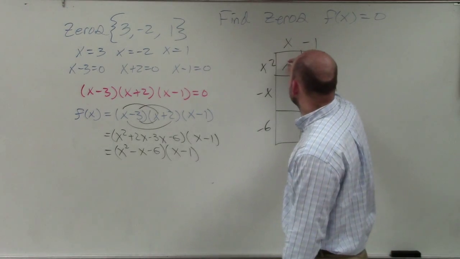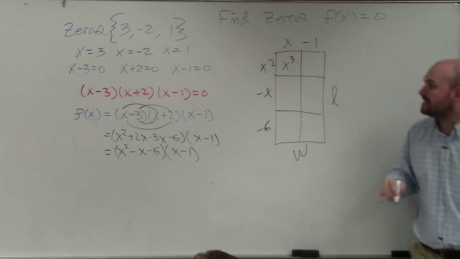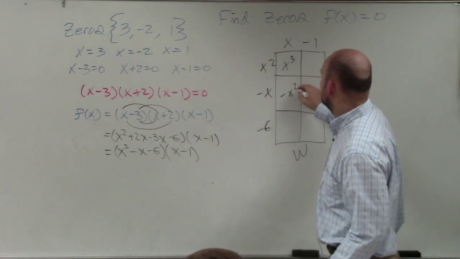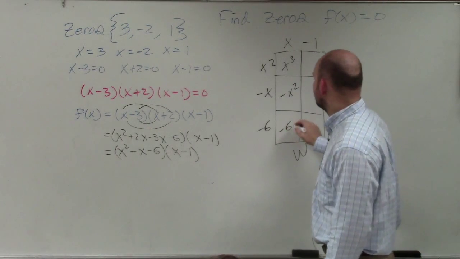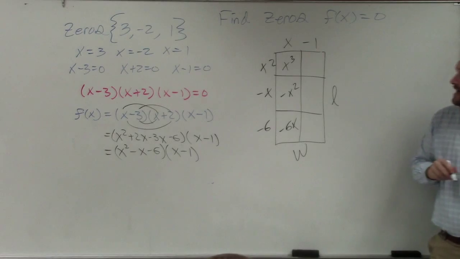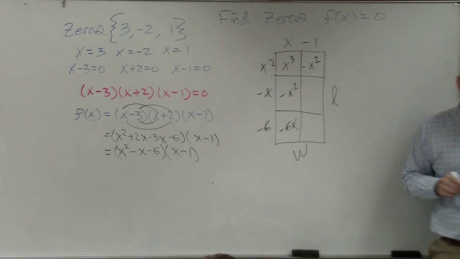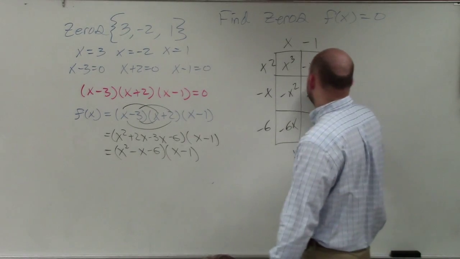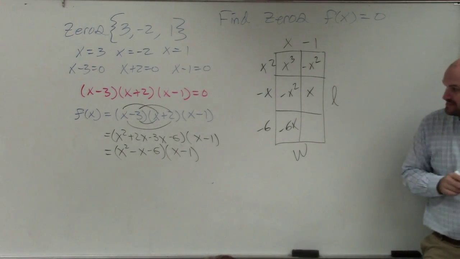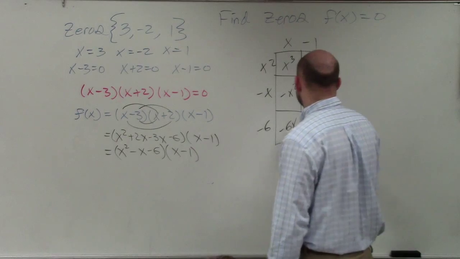So therefore, x times x squared is x cubed. X times -x is -x squared. X times -6 is a -6x. X squared times -1 is -x squared. -1 times -x is going to be a positive x. And -1 times -6 is going to be a positive 6.